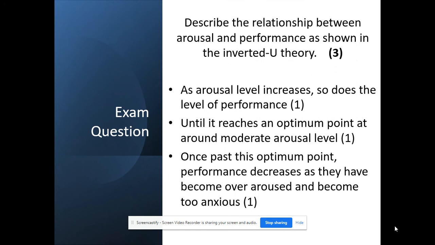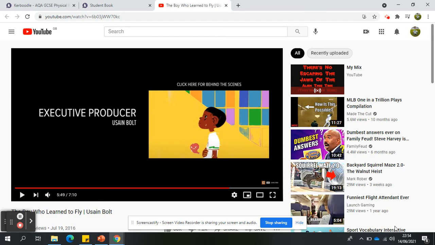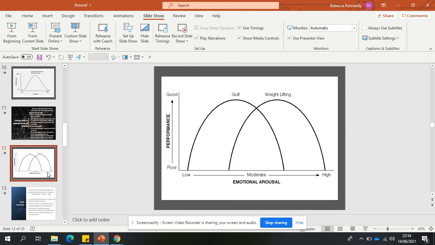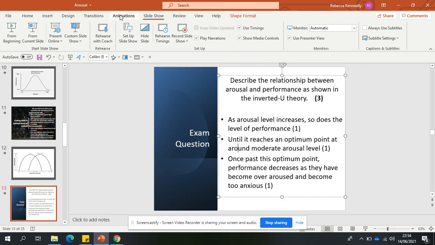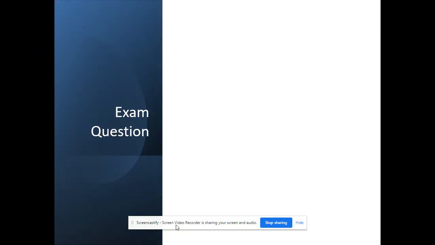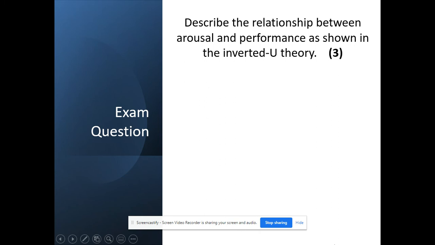So I've got an exam question now that I'd like you to try and answer. It's a 3-mark exam question. So this is: describe the relationship between arousal and performance as shown in the inverted U theory. So what I'd like you to do in your exercise books, if you could write the title of arousal and today's date, I then want you to write this exam question down.